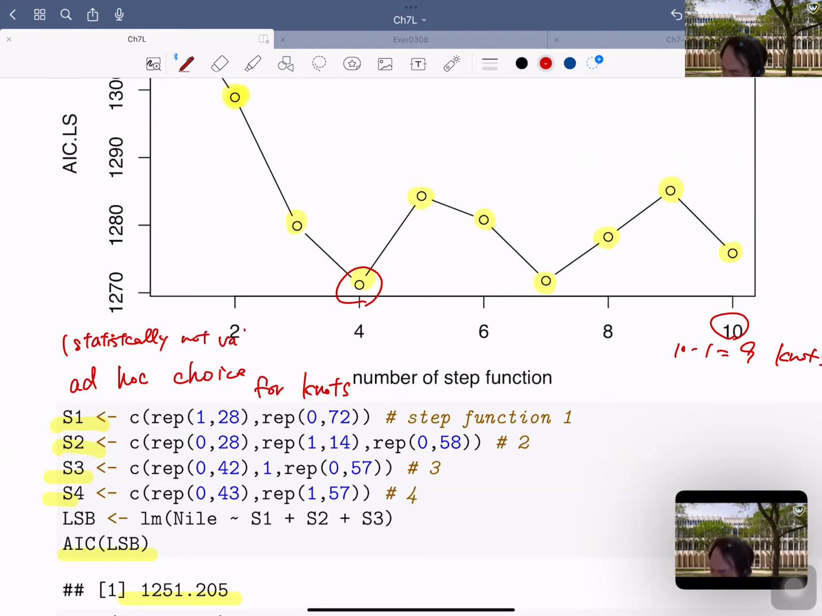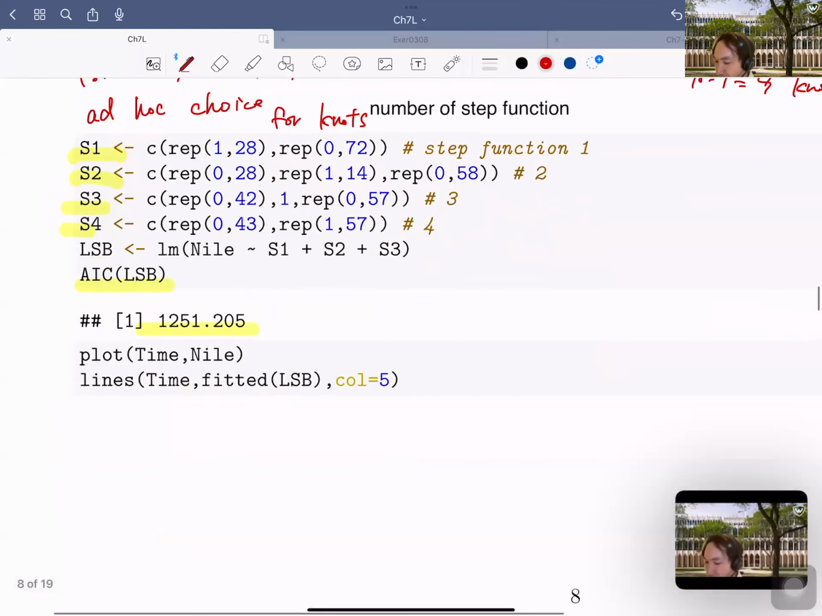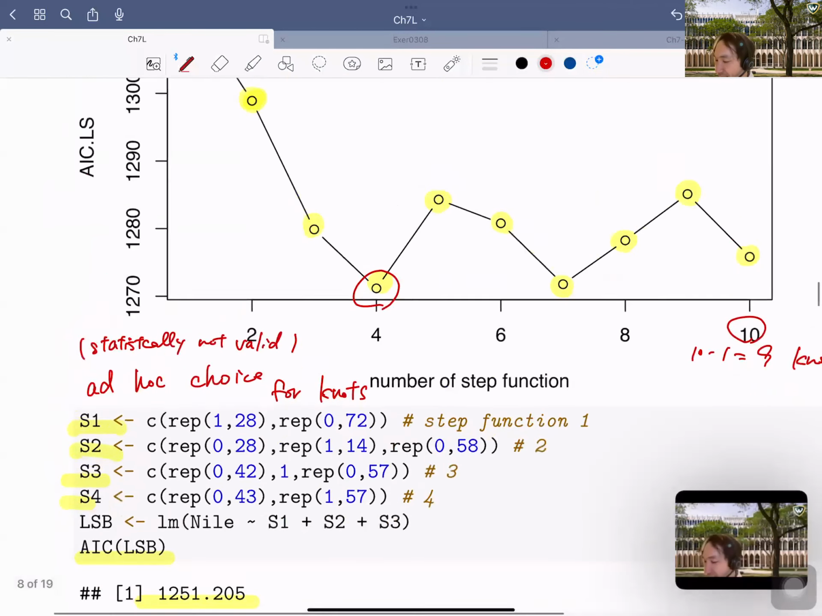Maybe we can set up some criterion so that even if the choice of knots is arbitrary, we can still compare it with just the automatic knot points model. But in a naive sense, this is statistically not valid. And what I did is simple.